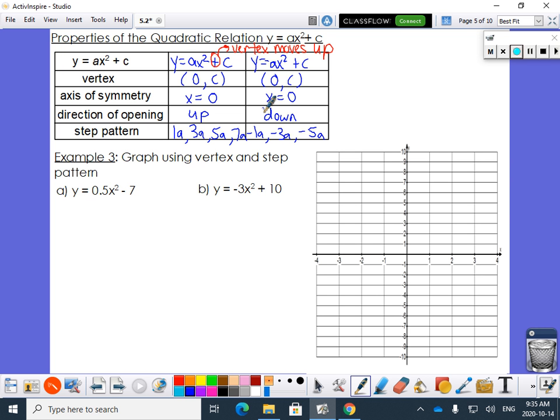Okay? I want you guys to add something right here. Y equals ax squared minus c. So the difference between these two graphs was a negative here and a positive here. But what if we had minus c here? That is going to tell us, that's right, good job. Vertex moves down.